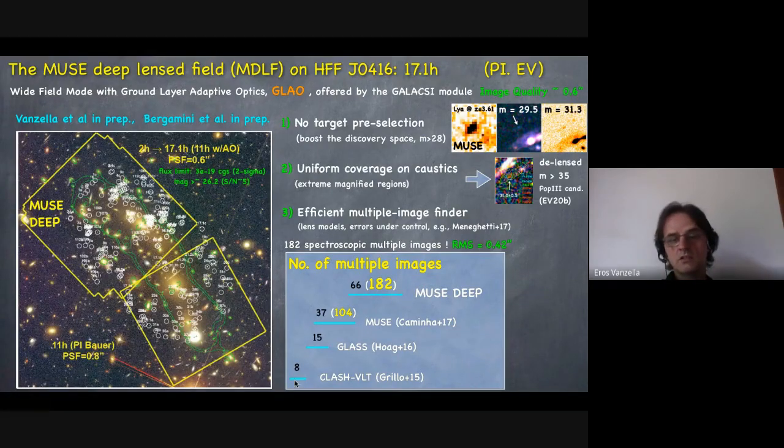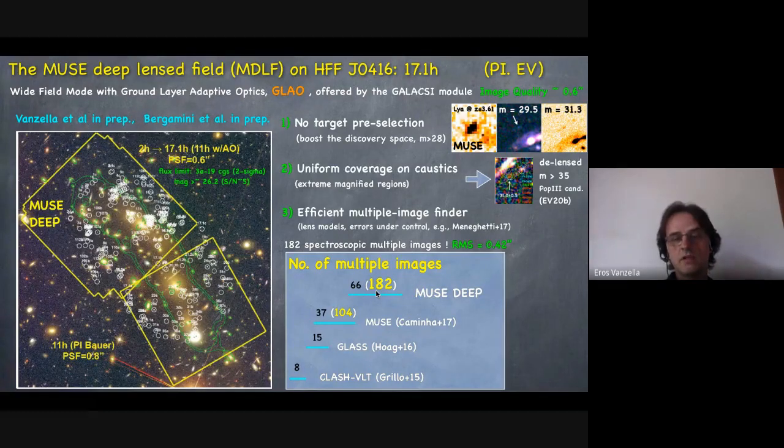So here is a sort of history for this galaxy cluster, where people used a number of different systems to constrain lens models, starting from Grillo 2015. This is 8 systems that typically produce 3 multiple images each, so 24. This is from GLASS, this is from MUSE Caminha 2017, and this is from the MUSE deep field we have. So we have now 66 families and 182 multiple images.